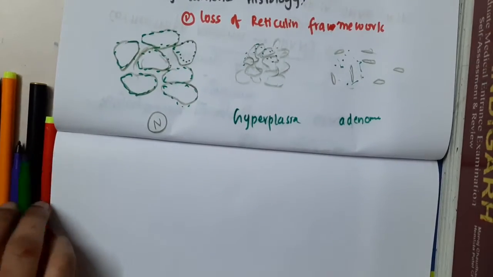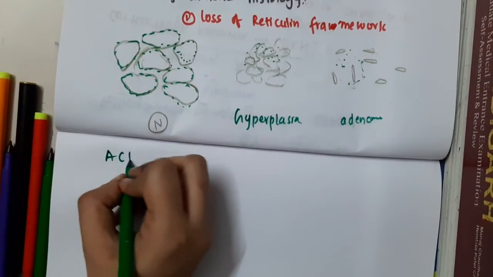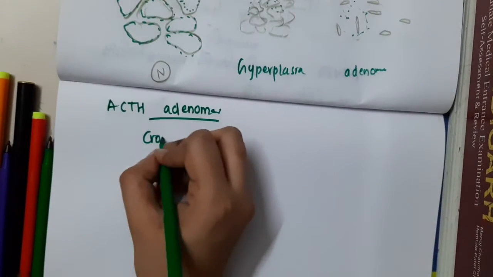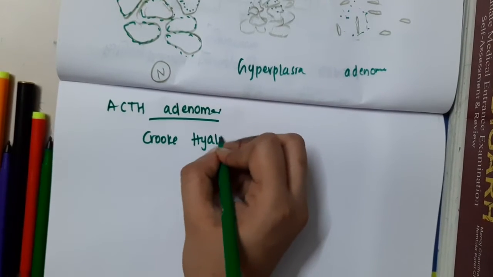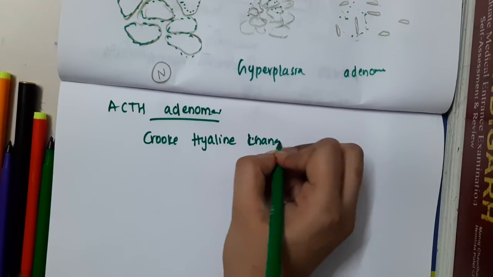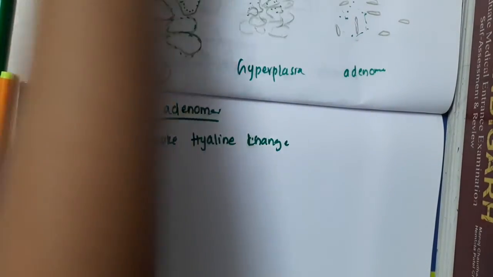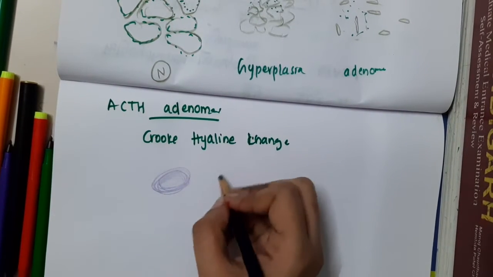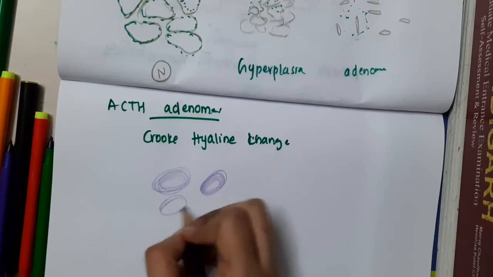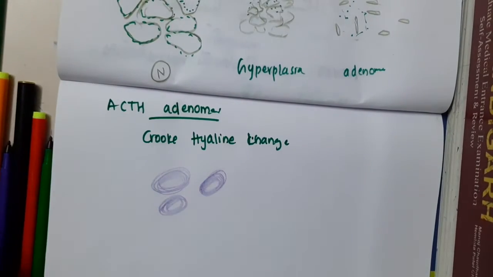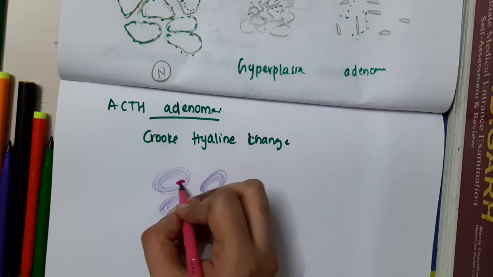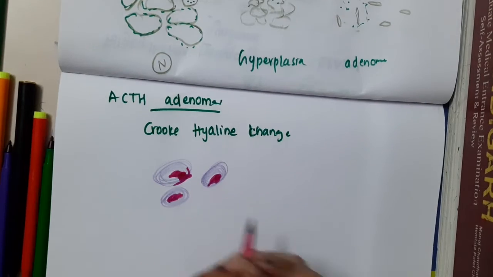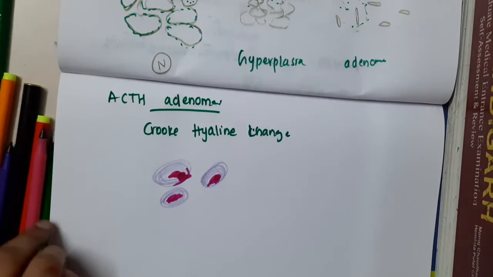Next, one important thing about the ACTH adenoma. ACTH adenoma contains something called Crooke hyaline change. What do you see in Crooke hyaline change? This is a cell, this is one more cell, this is one more. In the middle, you will see hyaline material which is deposited. So this is called Crooke hyaline change.